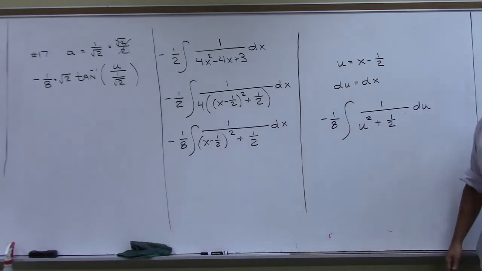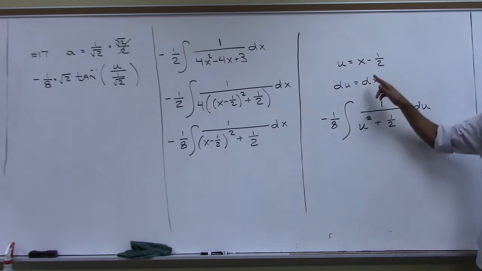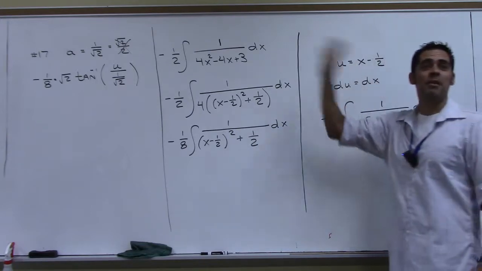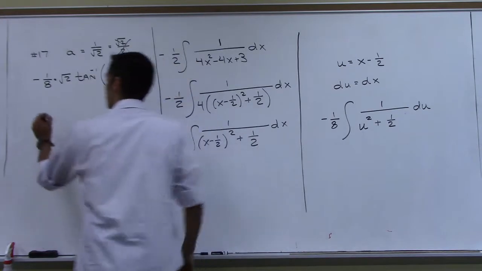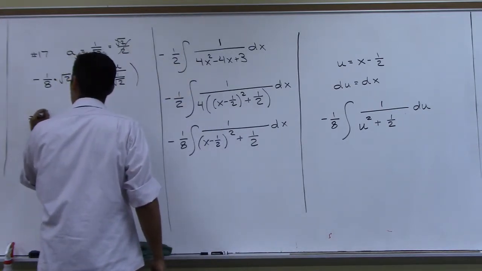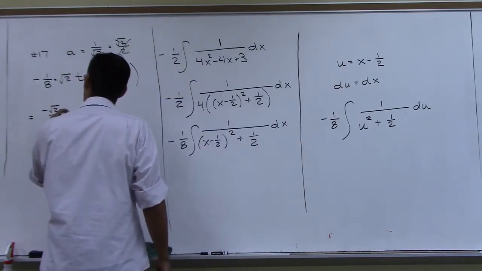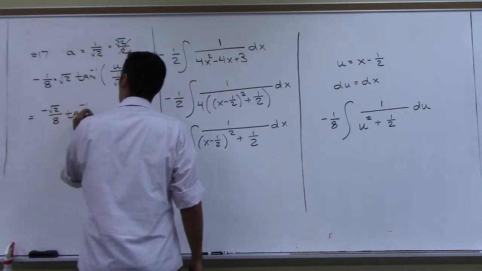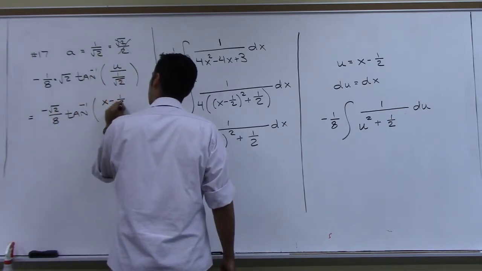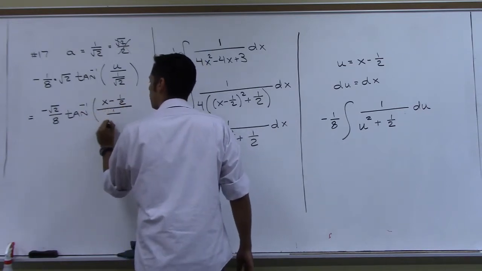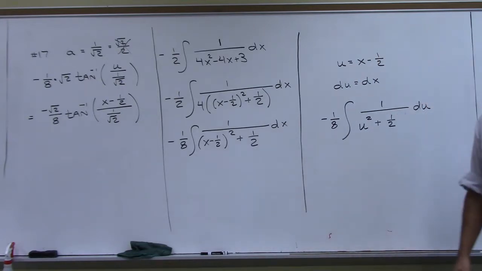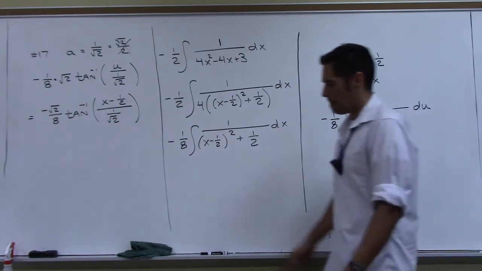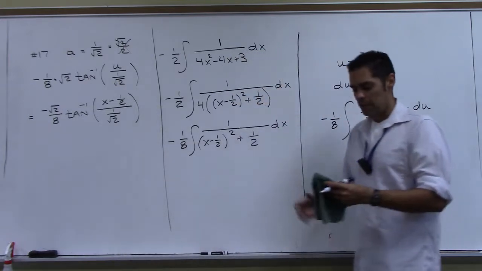But what was U? No, hold on. Be careful. Don't confuse this with the other U from the other integral. It's this one right here, right? X minus a half. So I've got equals negative root 2 over 8 arctangent of x minus a half over 1 over root 2. This problem's only taking 20 minutes so far.